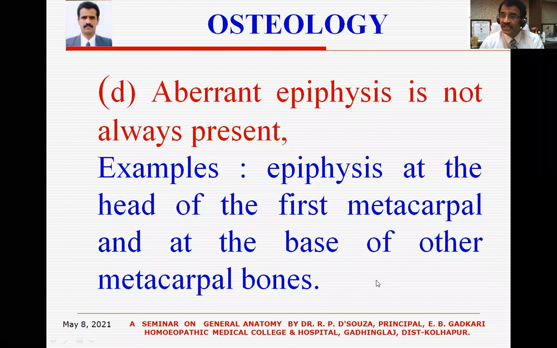It is not always present. Aberrant means not always present. Examples: epiphysis at the head of the first metacarpal and at the base of the other metacarpals. I have told you that there are 5 metacarpals. So this is the head of the first metacarpal. This is aberrant epiphysis, and in case of the other 4 metacarpals, the lower ends are having this aberrant epiphysis.